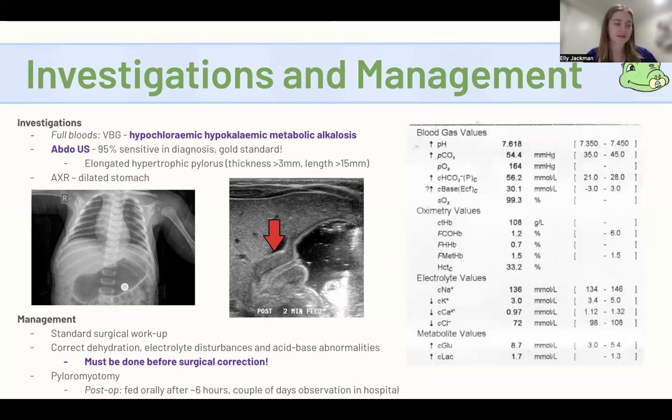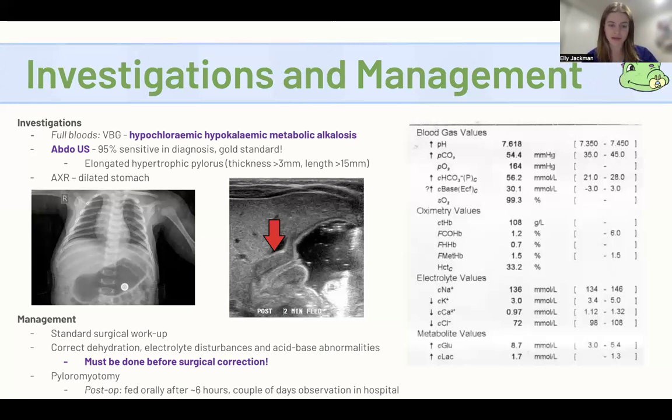The definitive management is a pyloromyotomy, which is basically where that hypertrophy of the pyloric sphincter is cut to relieve that obstruction. It has really good outcomes and is usually successful. Post-op, the infant can be fed after about 6 hours and then has a couple of days of observation in hospital and then is fine to be discharged home.